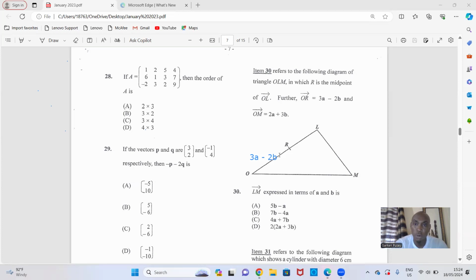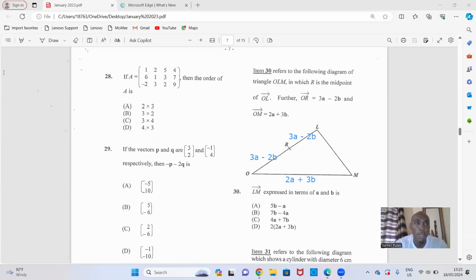So we can add some more information. If vector OR is 3A minus 2B, then RL is the same thing because R falls in the middle. So this is also 3A minus 2B. So we just add in the information. So from O to R is 3A minus 2B, and R to L is 3A minus 2B. It says, and OM from O to M is 2A plus 3B. The question is now asking to find vector LM. So that's from L to M.